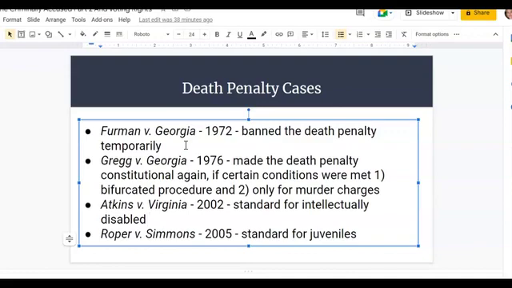In 2005, the Roper versus Simmons case was decided, and in that case, the Supreme Court decided if you were under 18 at the time a crime was committed, that the death penalty could not be given to you as a sentence. And that's even if the case was a murder case.